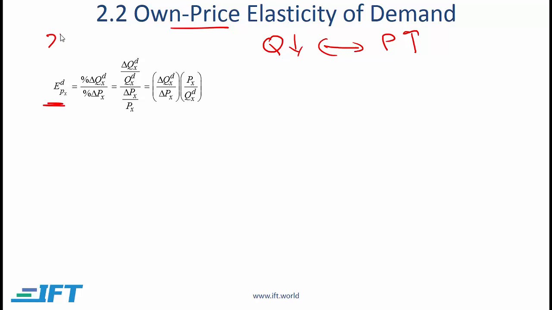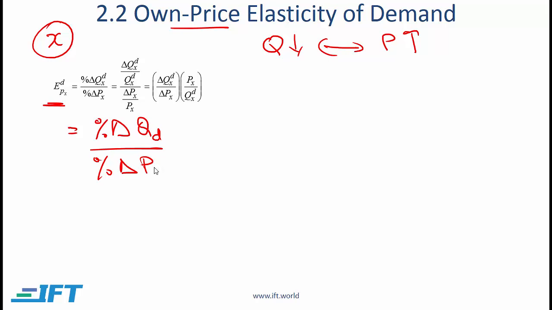So we are assuming that we are dealing with good X. So if the price of good X changes, then what's the elasticity of demand? That is given by the percentage change in quantity demanded for good X divided by the percentage change in the price of good X. Now, this percentage change can also be shown like this.